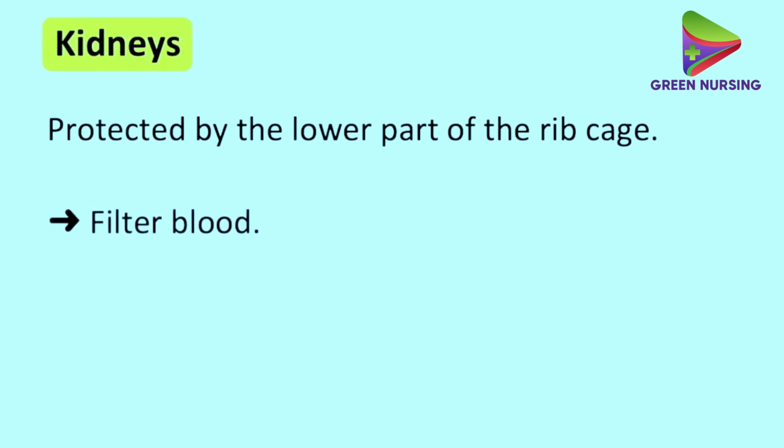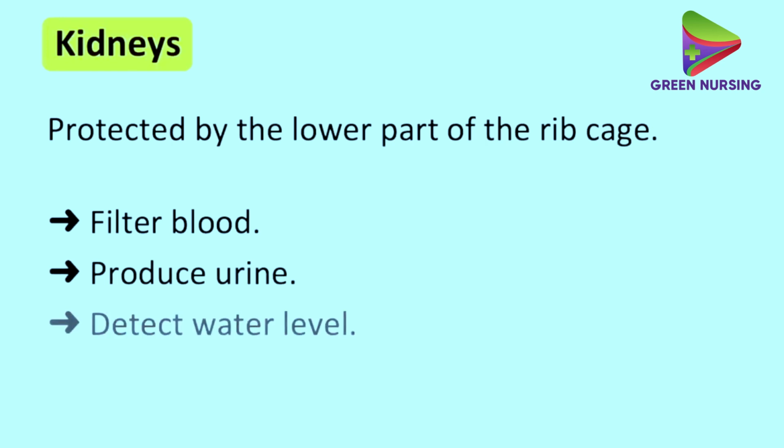Alongside filtering blood and producing urine, the kidneys also detect the body's water level. So if you drink too much water, then the kidneys detect this and will release it through the bladder as urine. This is why, when you're well hydrated, your urine color is lighter. If you don't drink enough water, the kidneys will also detect this and will release some water back into the bloodstream. This is why, when you're dehydrated, your urine color is yellow.